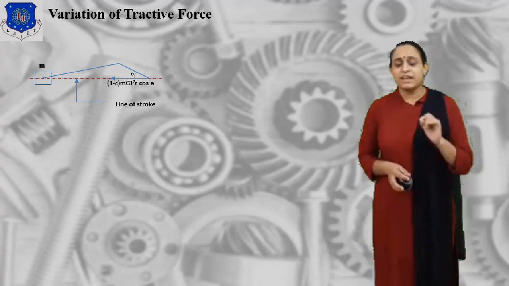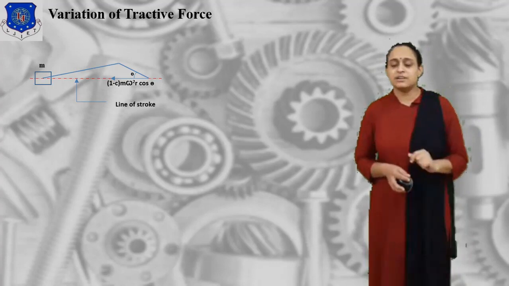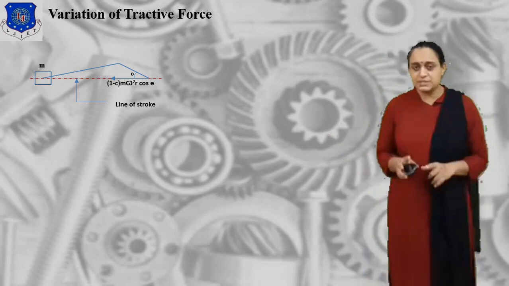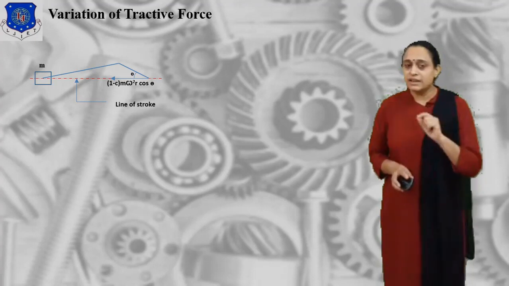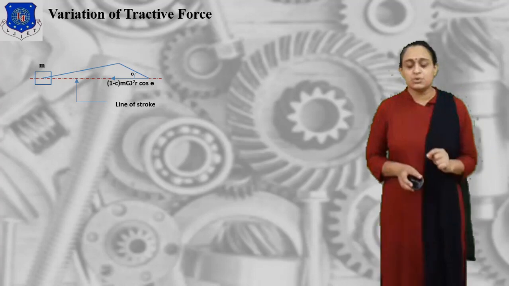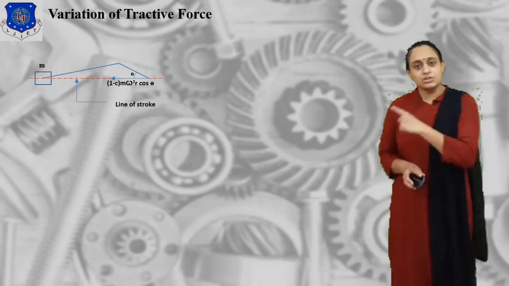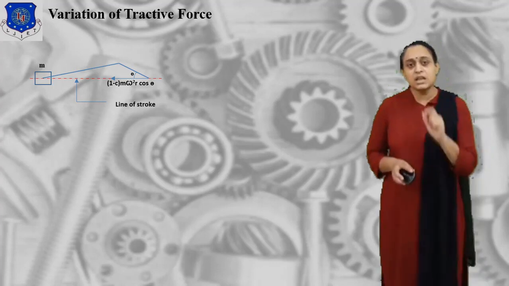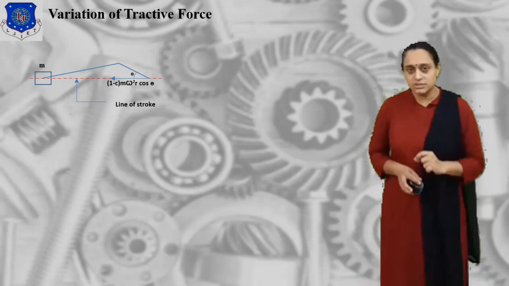For this topic, we have to consider the single cylinder engine. As you see in this diagram, there is the piston cylinder arrangement. The crank is turned by angle theta with respect to the line of stroke, and as you see, the horizontal force tending to act along the line of stroke is (1 minus c) m omega square r cos theta.